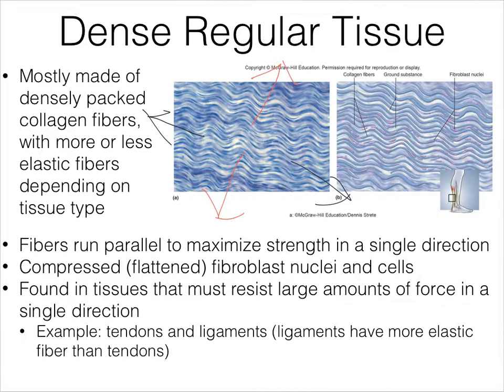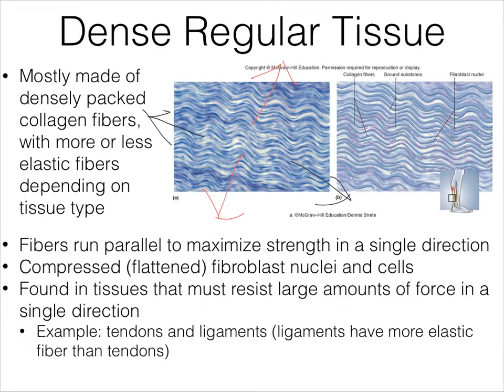Some dense regular connective tissues will have elastic fibers in them as well, ligaments, for instance. And all of the fibers are running parallel with each other. They may be running straight, or they may be going on a squiggly path, depending upon how many elastic fibers are in there. And you won't see very many cells, and when you do see the cells, they're going to be flattened out between the collagen fibers, right? So the collagen fibers are all running next to each other. You basically got to squeeze the cells in between them.